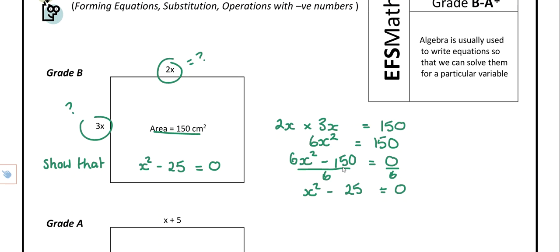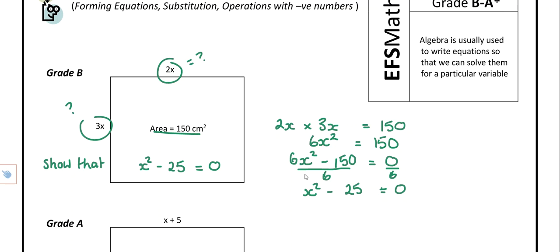Right. So we have done the first step. What they're doing is making you show that you can do this. Then we just have to solve. So if we have to solve now for x, what do we do?